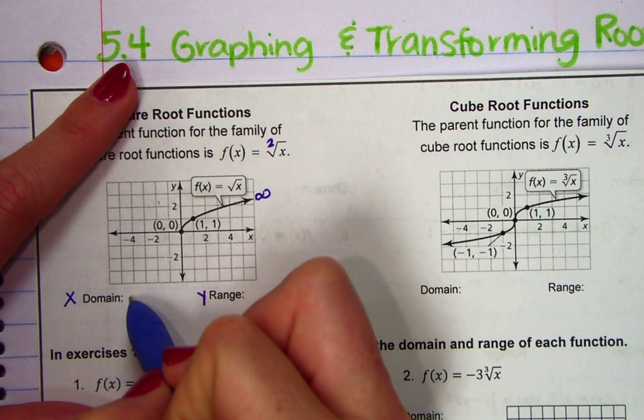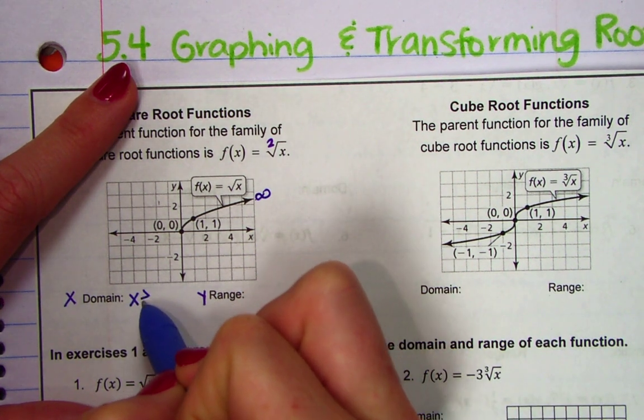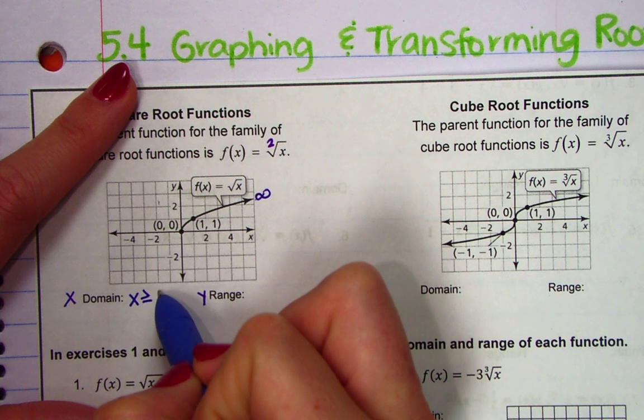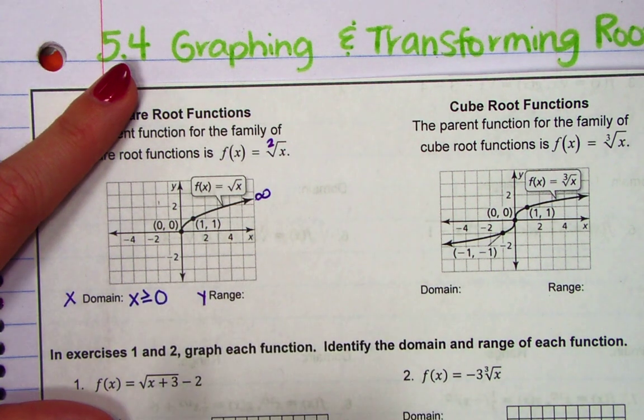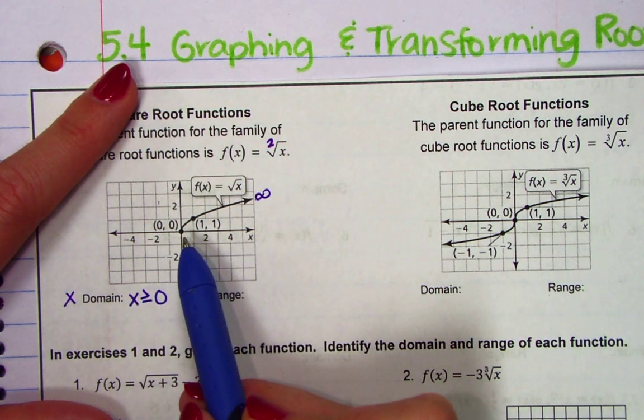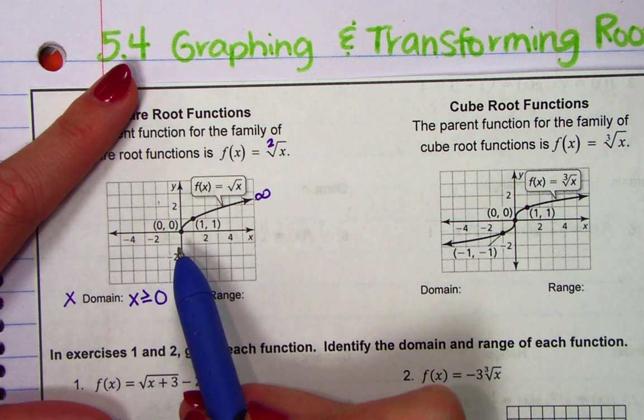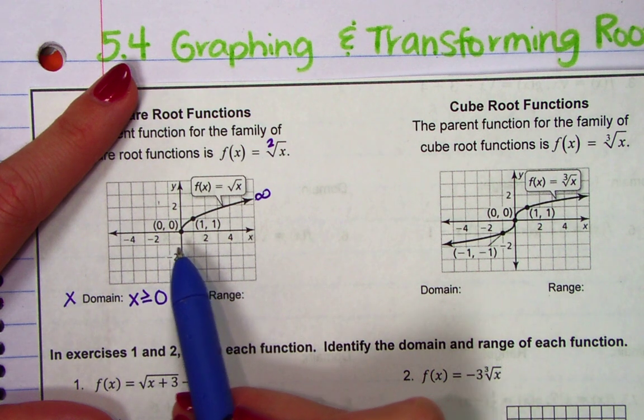So the easiest way to write that would just be x is greater than or equal to 0. It's really just going to be wherever this starting point is. On the parent function, it starts at 0. But we'll see once it moves around, once we do the transformations, it's going to start at wherever that beginning point is.